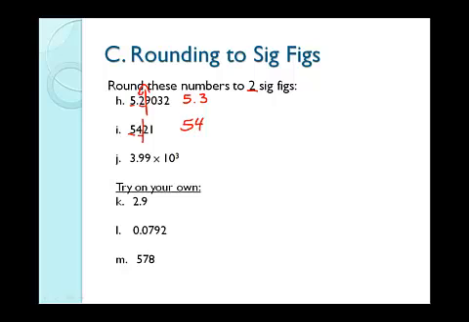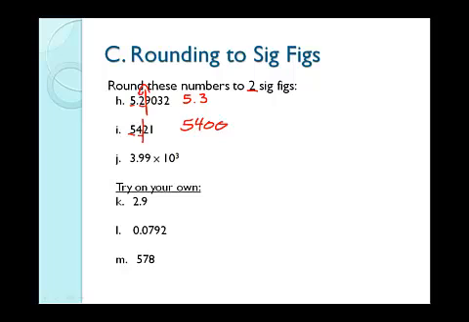So how would we write 5,421 with 2 sig figs? What is it close to that would have 2? Well, what we can do is keep zeros here as placeholders. 5,421 is close to 5,400.